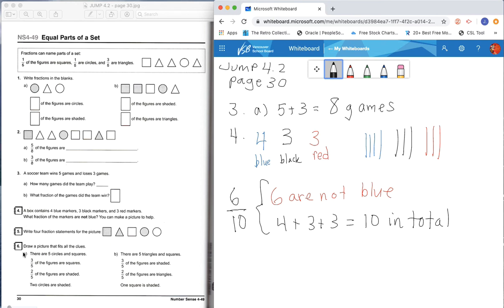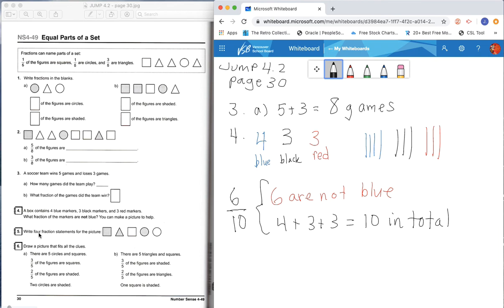You are not allowed to just write 6/10. You have to do number 4, 5, 6 in your notebook or on a lined piece of paper. You need to show me, you can draw a picture with the markers. You need to show me your addition. You need to tell me how many are not blue, and then write the fraction and write a complete sentence. So your complete sentence is 6/10 of the markers are not blue. Okay? So please do every step, show your work.